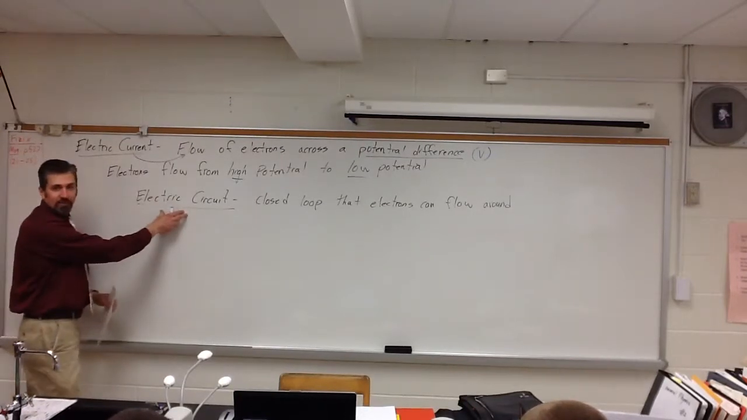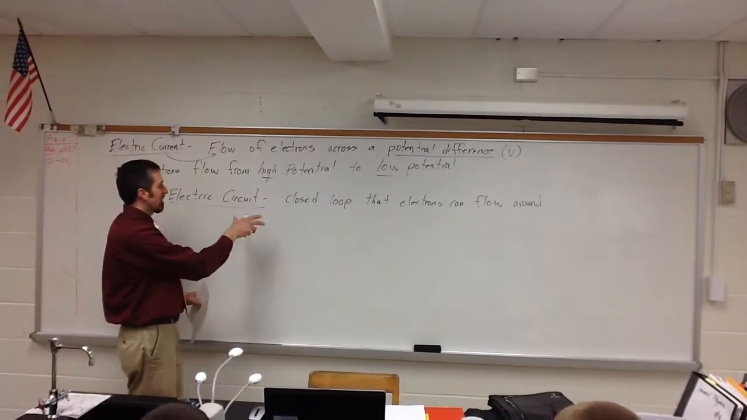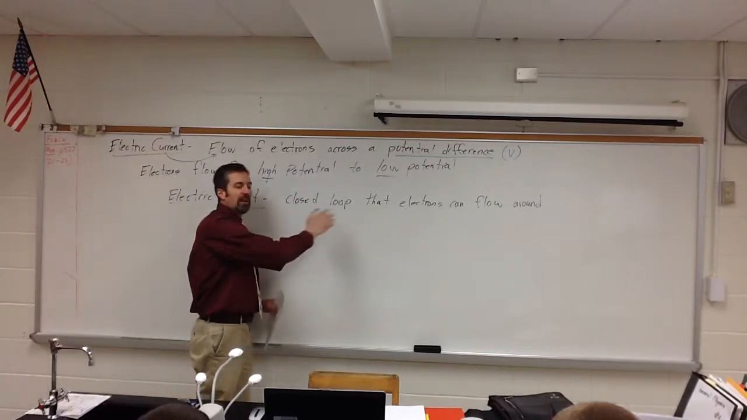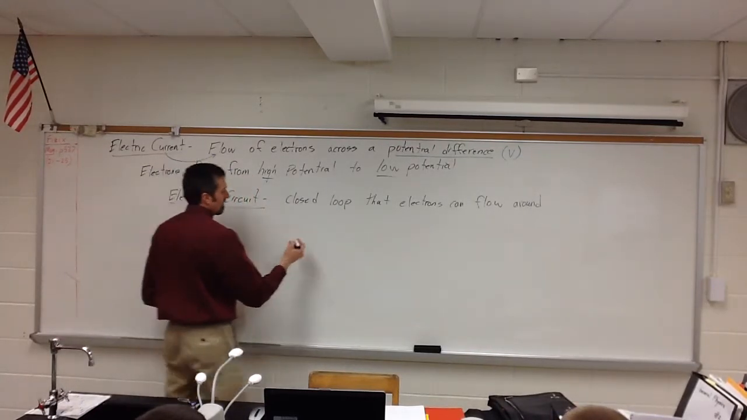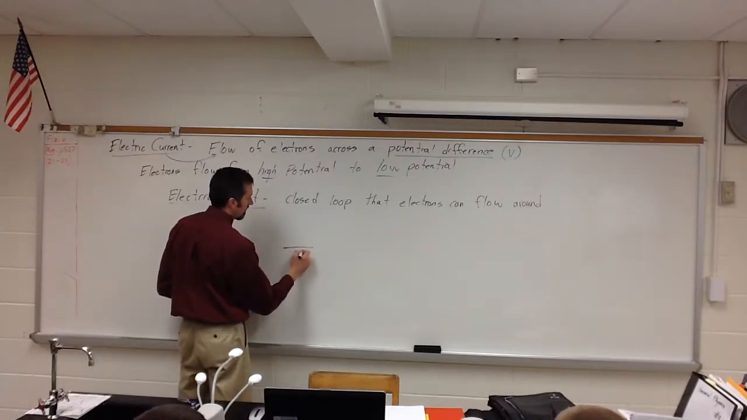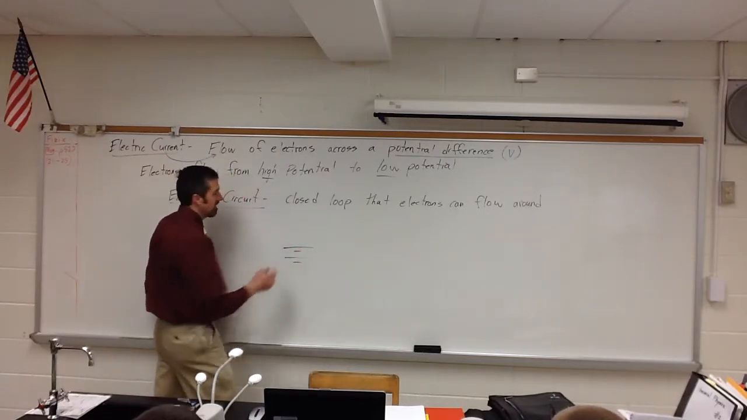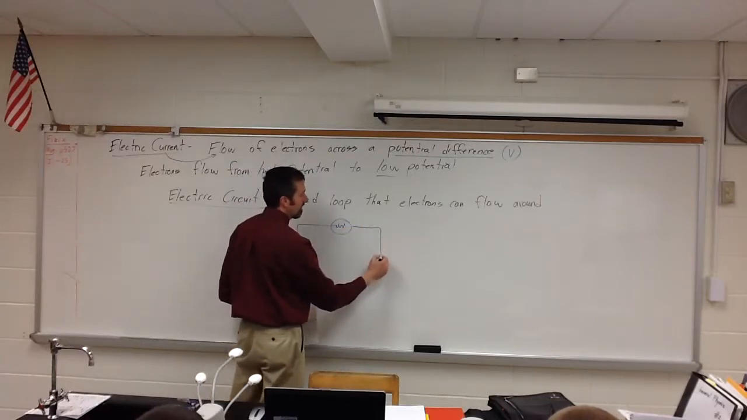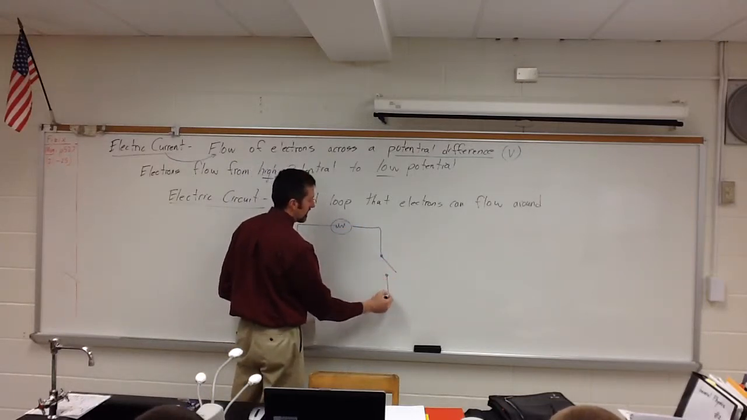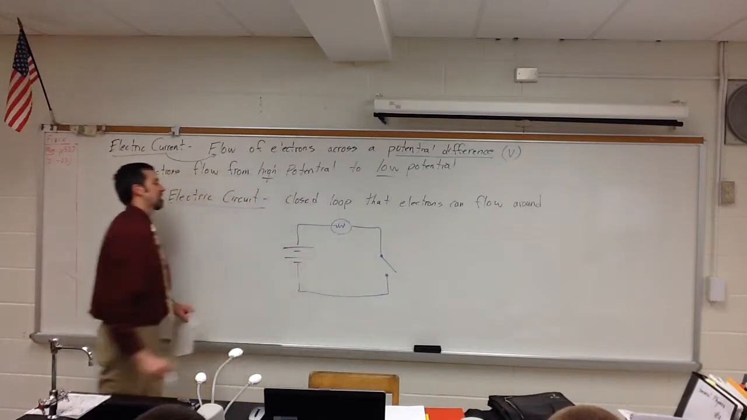So you need circuits. And the most easy way to describe a circuit is a closed loop that electrons can flow through. So a demonstration of a quick circuit would be something like this. This represents a battery. This represents a light bulb, this represents a switch, and back to the battery.